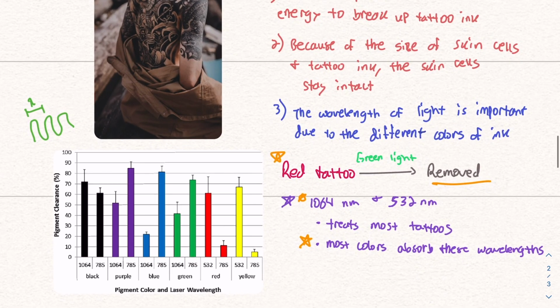For example, here, a wavelength of 785 will remove blue ink the best. A wavelength of 532 will remove yellow ink the best. 785, I didn't mention, is good for a few very specific colors, but overall 1064 and 532 are the ones that treat the vast majority of tattoos. When these lasers are fired, it kind of destroys the structure of that ink, causing us to perceive a colorlessness because of the change in the structure, which is how this all works.